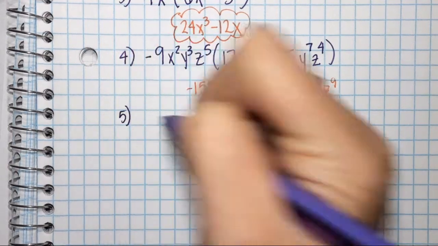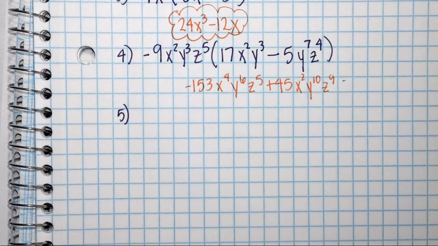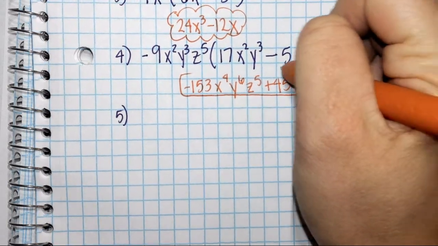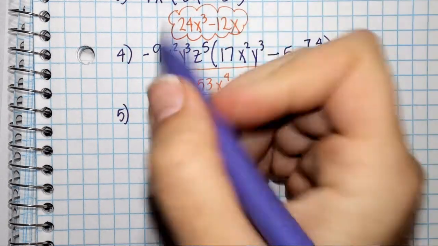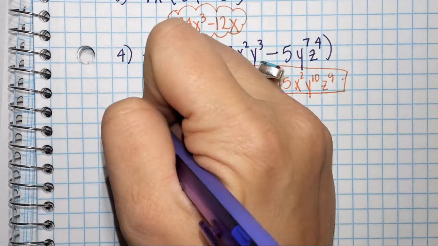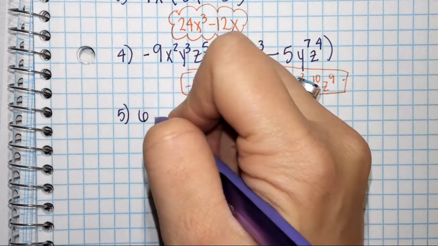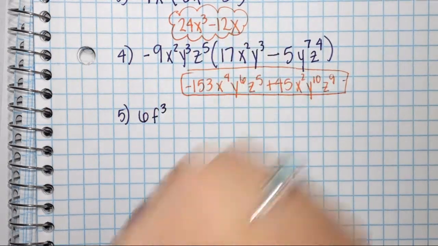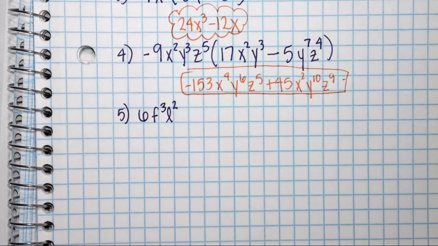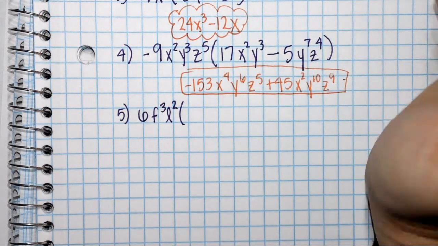Okay, so a monomial times a trinomial, you still do the same thing, correct? Except how many terms do you have to multiply the monomial by? 3. So if I have, pick a number. Pick a letter. Pick another letter. And then we're gonna have 3 terms.